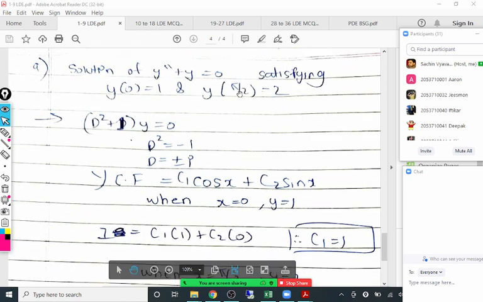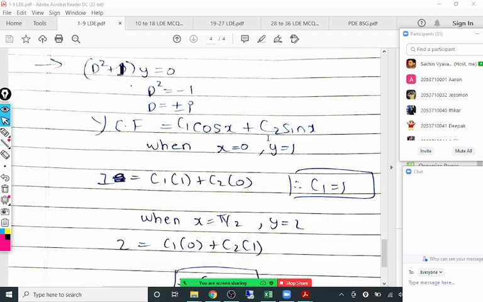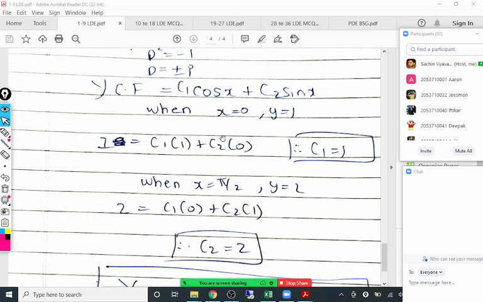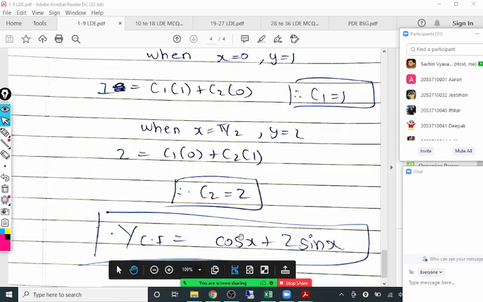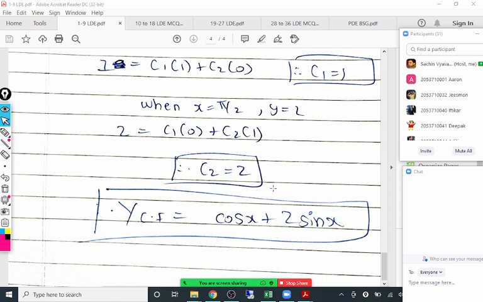But the second condition is when x is π/2, y is 2. So when we replace x by π/2 in this equation and y by 2, we get c2 as 2. And if we replace these values, we get the particular solution as y = cos x + 2 sin x. So all questions completed by Sahitya, all the answers are correct there.